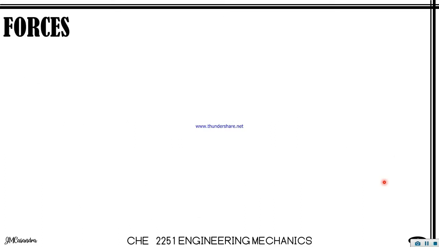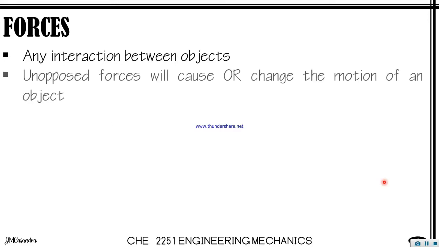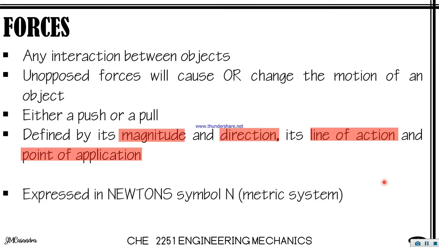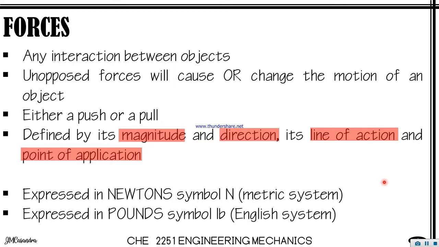So to define one of the major concepts in mechanics, we have forces, which are any interaction between objects. So an opposed force will cause or change the motion of an object and can either be a push or a pull. So it is defined or characterized by its magnitude, direction, its line of action, and its point of application. So they are expressed in newtons for the metric system and pounds for the English system.